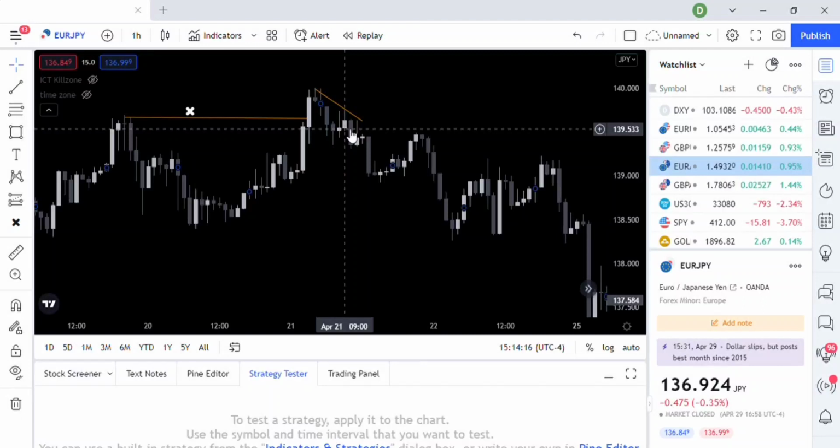Now there are two ways you can do this. ICT teaches you to go by the previous structure that's been taken out.